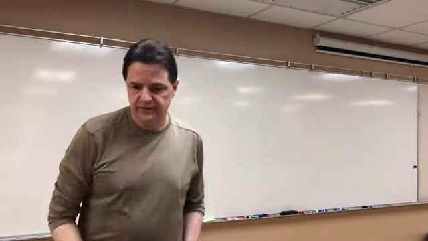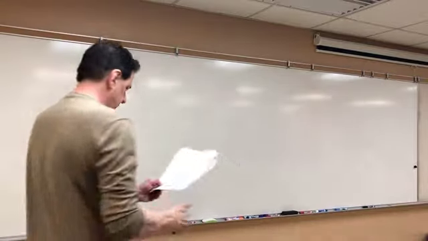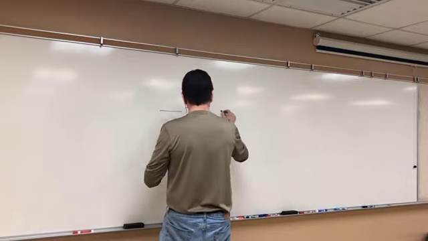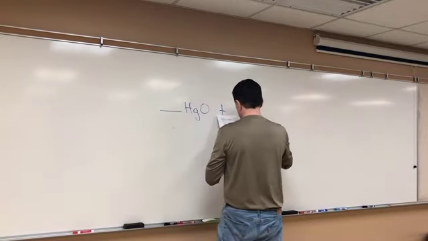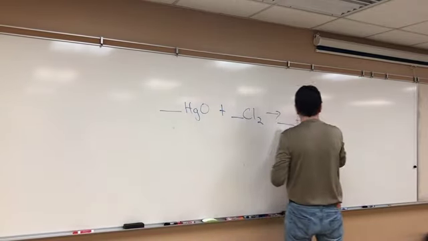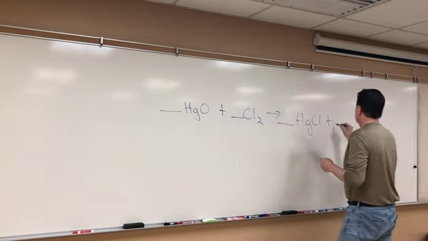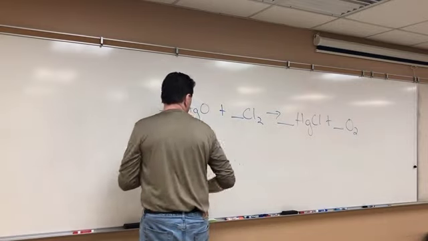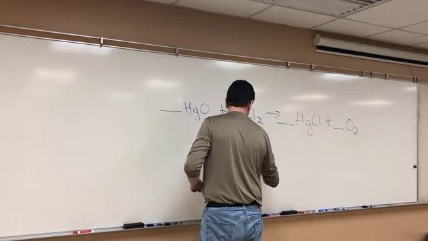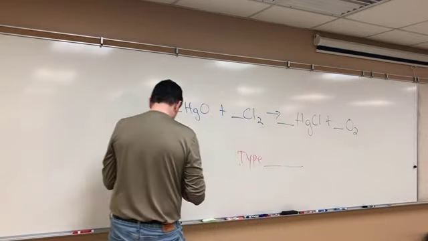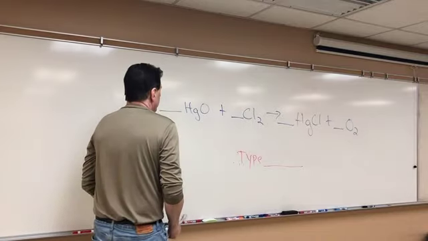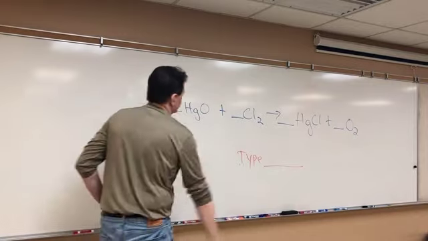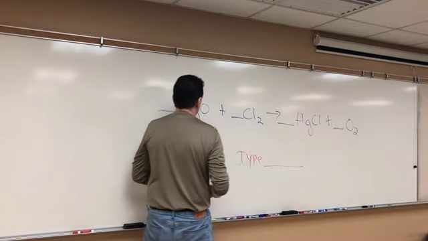Let's see, next up, we've got HgO, mercury oxide, plus chlorine, going to mercury chloride and oxygen. Let's take a look at that. First up, let's type it out. Okay. Let's see what we got going on here. I'm going to track a player. I'm going to track chlorine. I'm going to see what chlorine's doing.